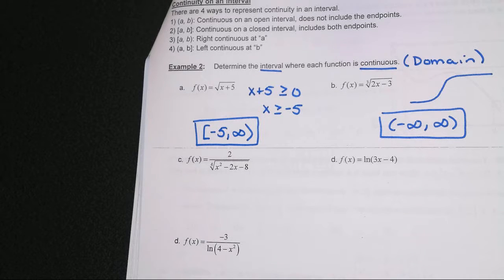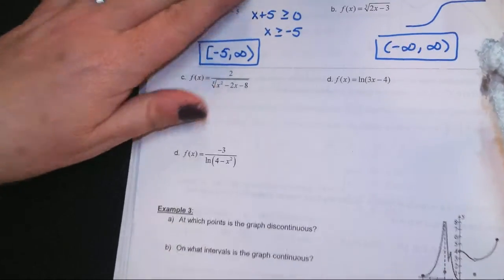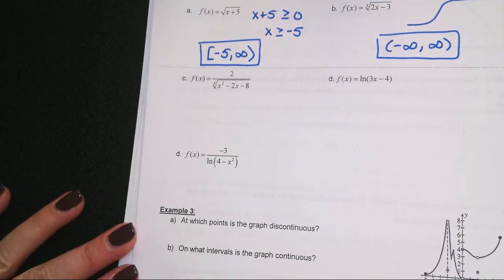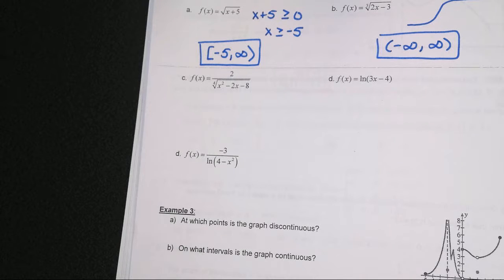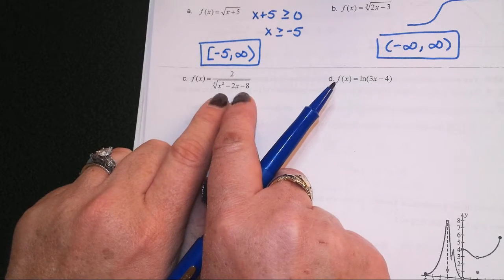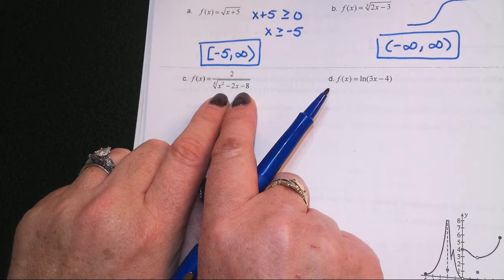All right, now let's take a look at C. You have a couple of things you need to consider when talking about the continuity of this particular function. First of all, you've got a fraction. What kind of number can never be in the denominator of a fraction? 0. So I know no matter what, to find this domain, since x is in the denominator, I know it's got to be greater than 0.